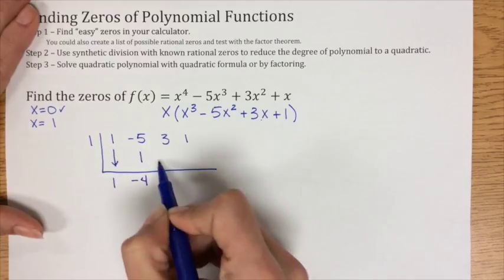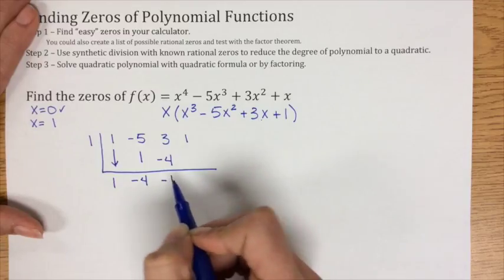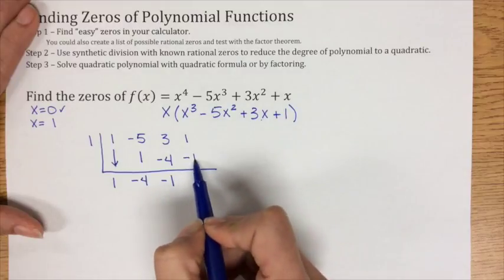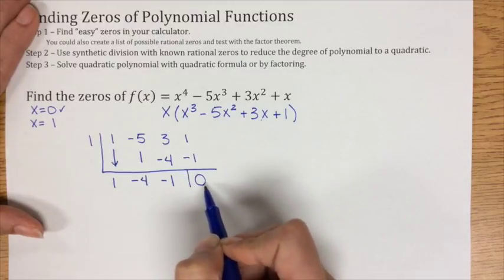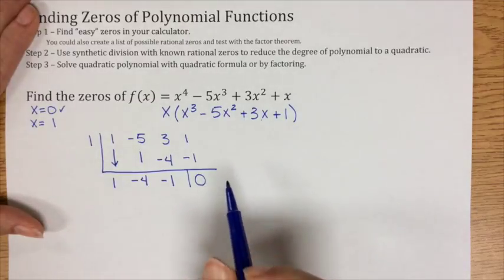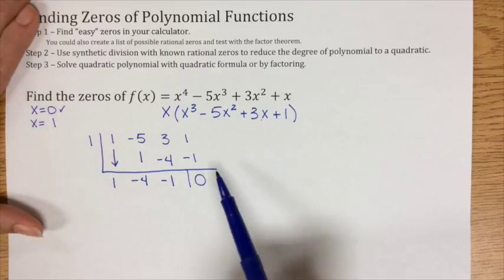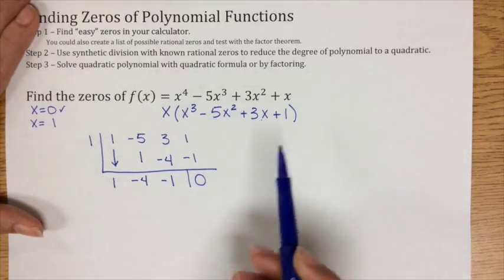-4 times 1 is -4. Add down and I get -1. -1 times 1 is -1. Add down and I get 0. If you don't get 0 here, you've done something wrong. You either found your zeros in your calculator wrong or you've done some math wrong, because our remainder should be 0 if we find a zero out of our calculator.